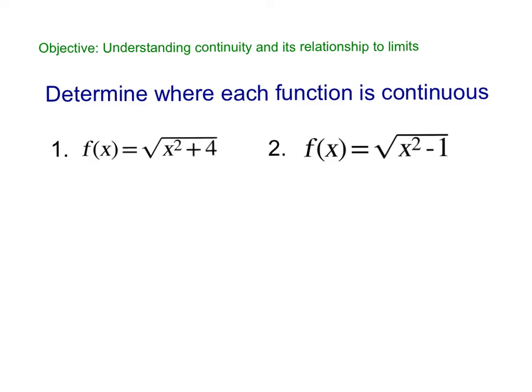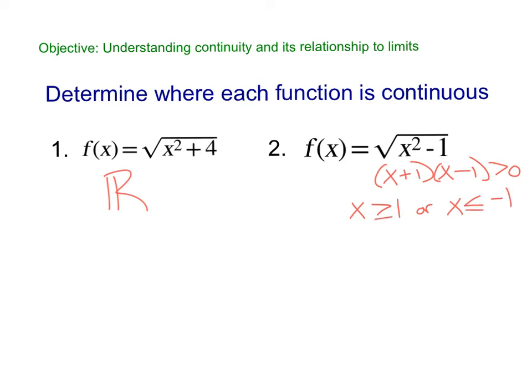All right, so number 1, x squared plus 4, that's all real numbers. It's continuous. You can plug anything in, nice smooth graph. Nothing weird is happening. And we're only focused on x values. Number 2, that's that square root where we need the inside to be greater than or equal to 0. So x has to be greater than 1, or x has to be less than or equal to. So that's it.